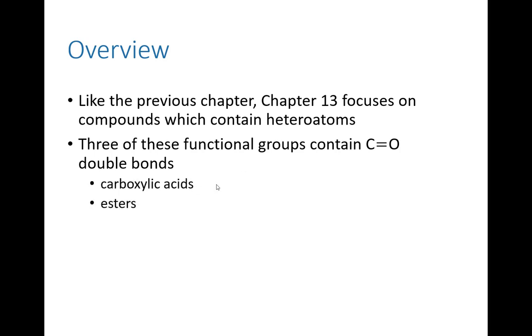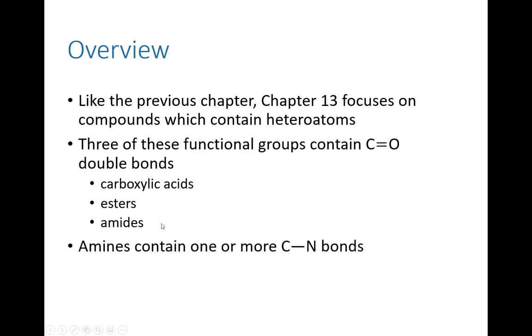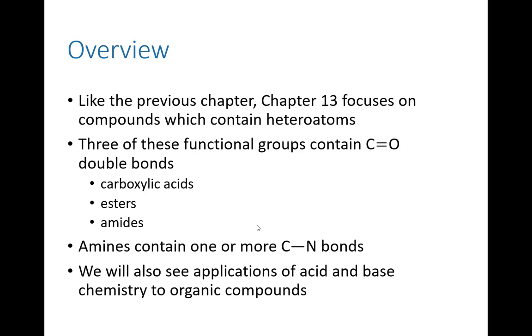and amides. Now, amides contain nitrogen atoms as well. And so we will also look at amines, which contain carbon and nitrogen. And as we're going to see here, amides are going to be the products of the reaction between carboxylic acids and amines. So there's going to be a fundamental relationship between those groups. We will also find that this chapter focuses quite heavily on acid and base chemistry as it relates to organic compounds.